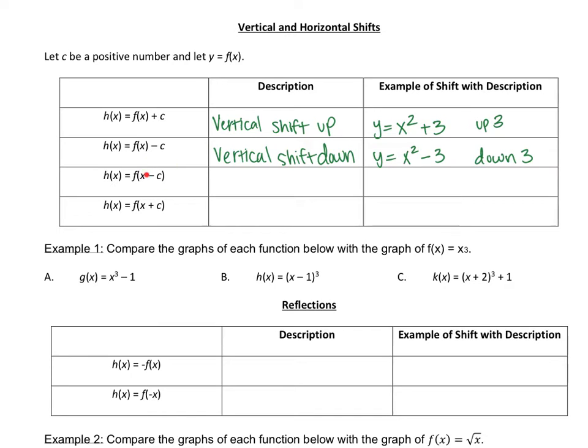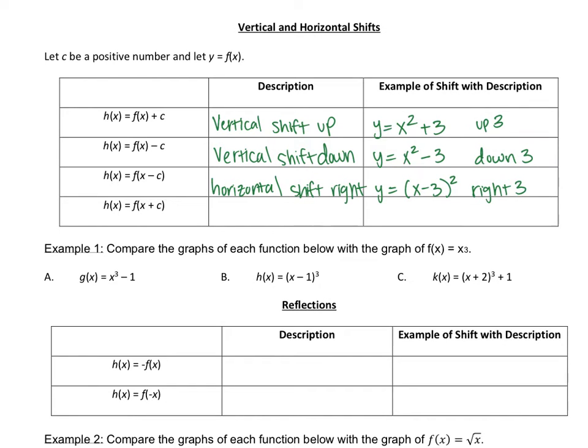Now, if it's inside of the function, inside the parentheses, if there's a minus sign, it's going to do a horizontal shift. So anything on the inside is a horizontal shift, in this case to the right if it's a negative sign. So x minus 3, squared, would be a good example to use. Notice how inside the parentheses there is a minus 3 on the inside. So that means we're going to be shifting right 3.